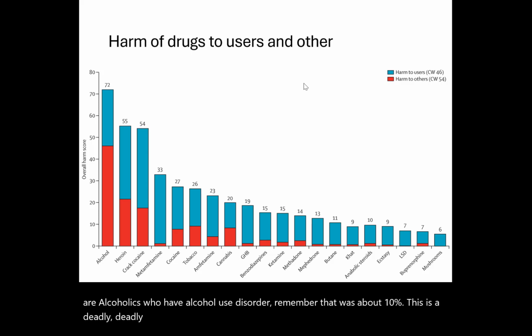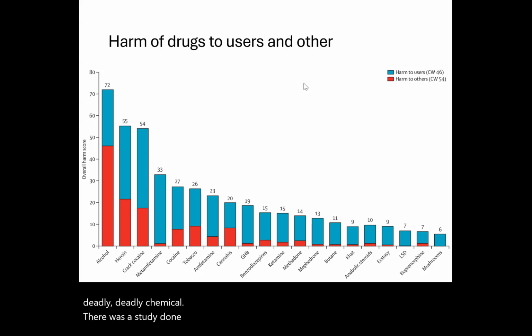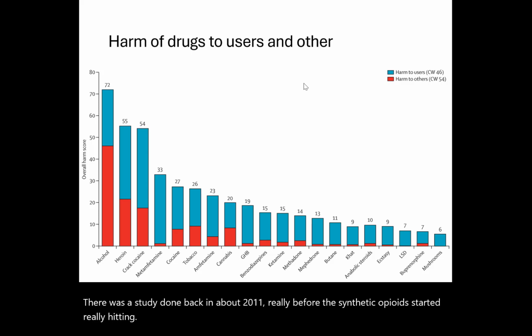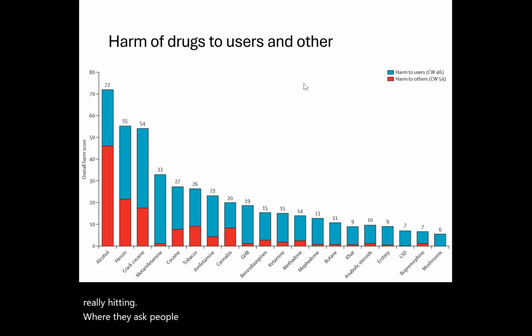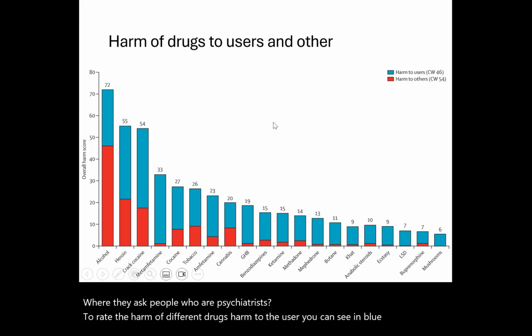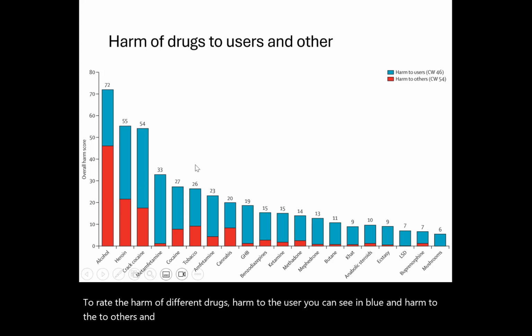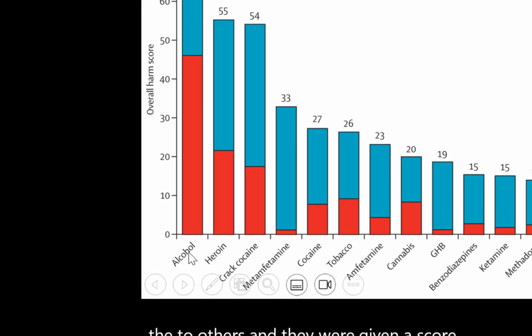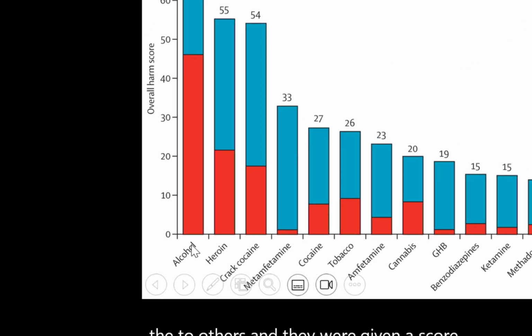There was a study done back in about 2011, really before the synthetic opioids started really hitting, where they asked people who are psychiatrists to rate the harm of different drugs. Harm to the user, you can see in blue, and harm to others. And they were given a score from 0 to 80. And you can see alcohol was ranked as number 1. Then we get into some other ones. Tobacco is really high too.